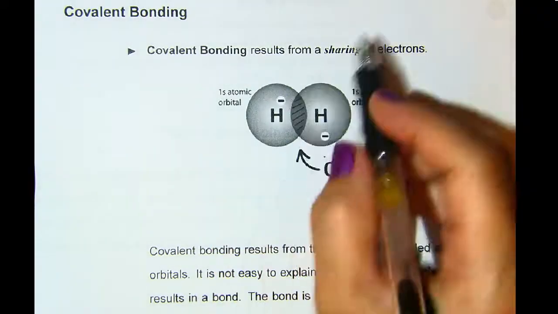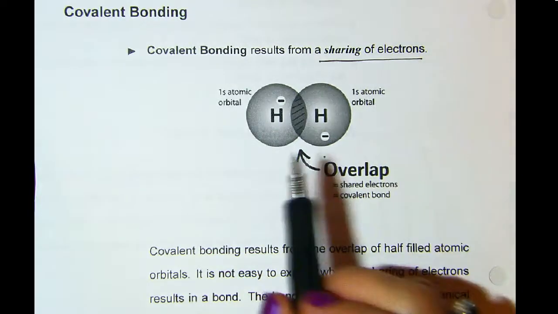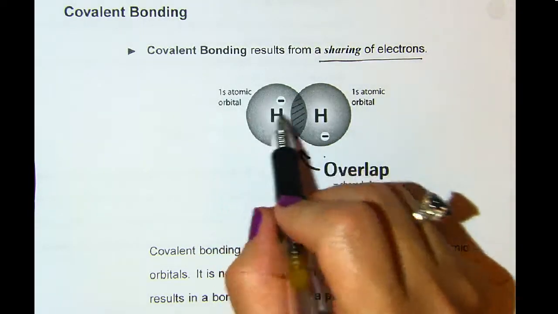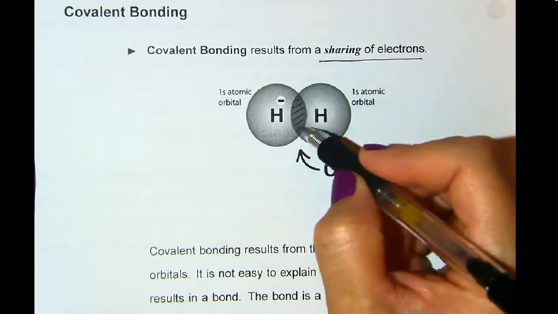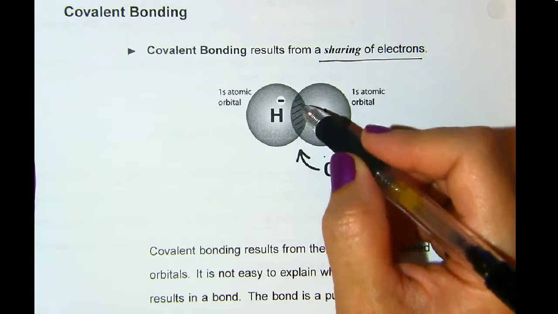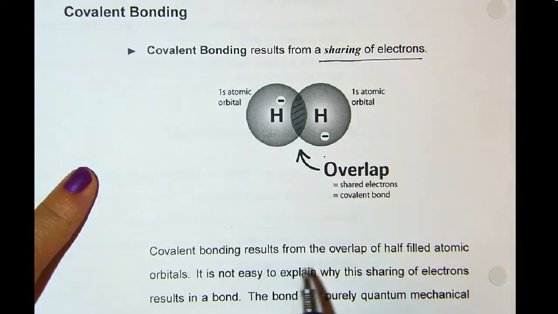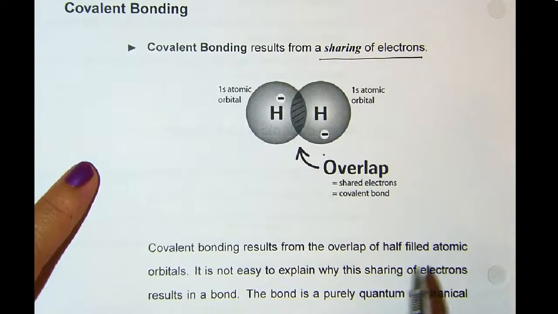Covalent bonding results from a sharing of electrons, not a transfer of electrons like an ionic bond. Here you can see the 1s atomic orbitals of two different hydrogens, and they actually overlap and share space, and the electrons will spend their time in this space at a high probability. Covalent bonding results from the overlap of half-filled atomic orbitals.